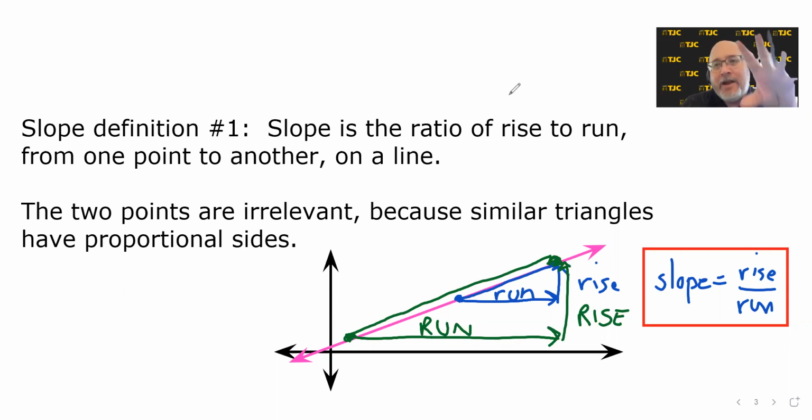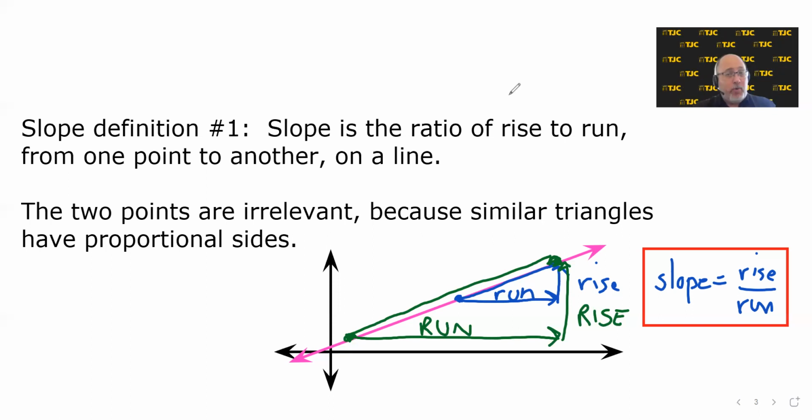When you zoom in and out of a picture, the absolute size of an object may change, but the relative sizes don't. What that means is, for example, in the blue triangle, if the rise was twice as long as the run, then in the green triangle, its rise will be twice as long as the run. So when I form their ratio, I get the same ratio. It would just reduce to an equal fraction. But that's why it doesn't matter what 2 points you pick, because of similar triangles.